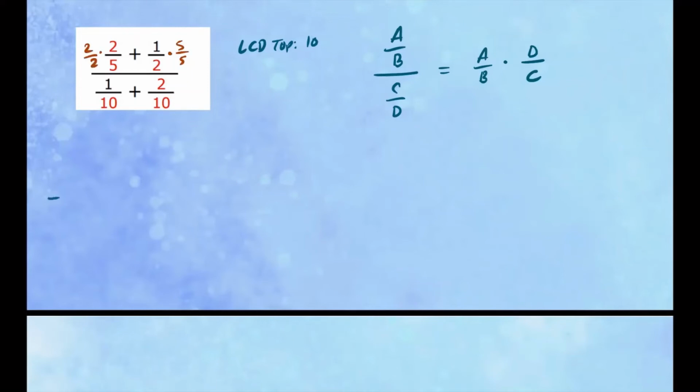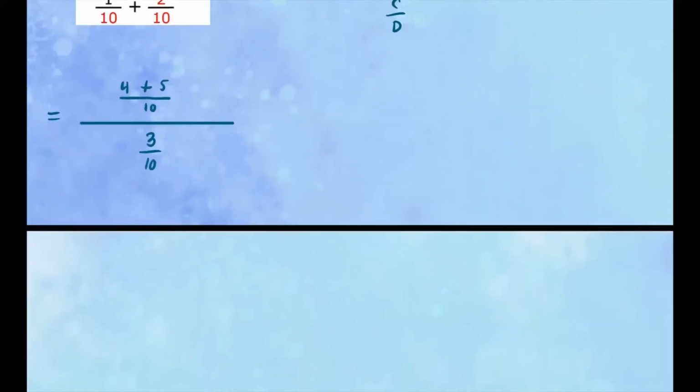So taking care of the top only, we have 2 times 2, that's 4, plus 5 times 1, that's 5, over 10. So that's for the top. Now for the bottom, they already have the same denominator, so I can simply join them into a single fraction. So 2 plus 1, that's 3 over 10. Now let's continue clearing up the top. So we have 4 plus 5, that's 9 over 10, all over 3 over 10.